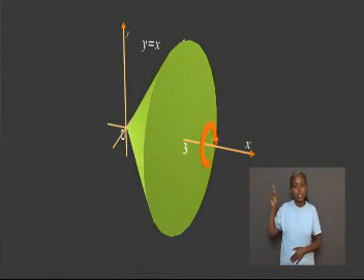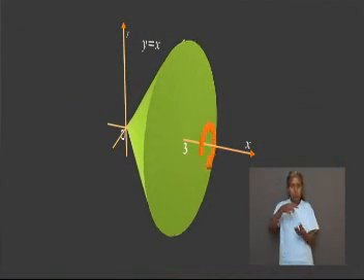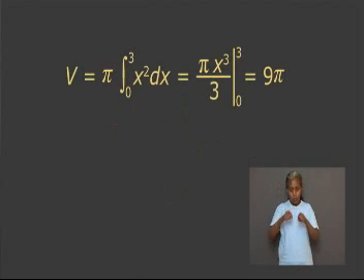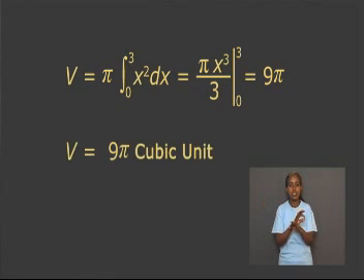This is what the solid of revolution looks like. We can calculate its volume with this integration. If you followed the steps properly, you will see that the volume of revolution for this function is 9 pi. We can use this formula to find answers to questions in the real world too.